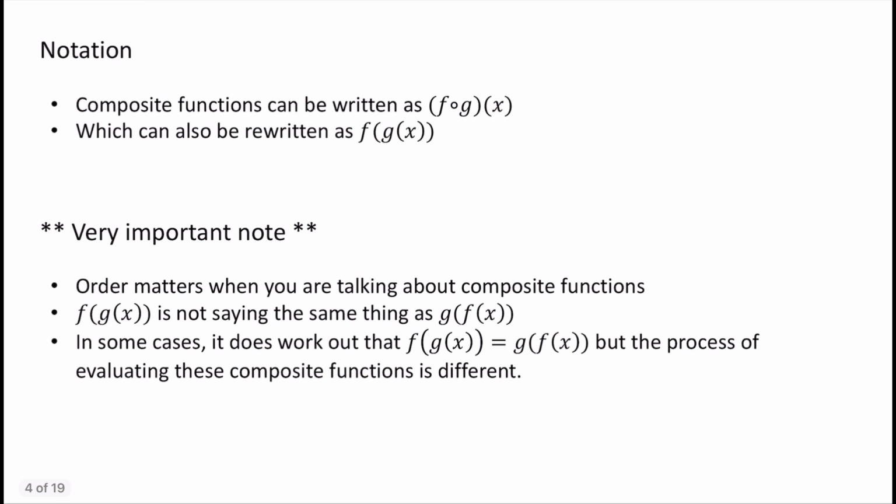So here's some notation that we use when we talk about composite functions. Composite functions can be written like this. You see f, and then there's an open circle, and then g, and then we have x, because x is our input. And it can also be rewritten as f of g of x. I actually prefer this second type of notation, and when I see this notation, I'm usually going to rewrite it like this.